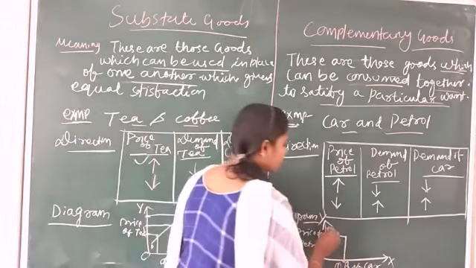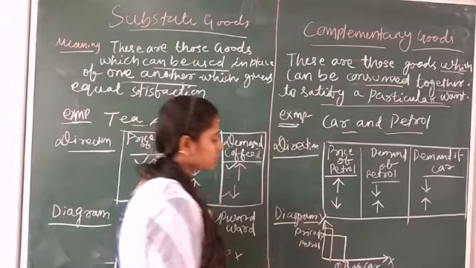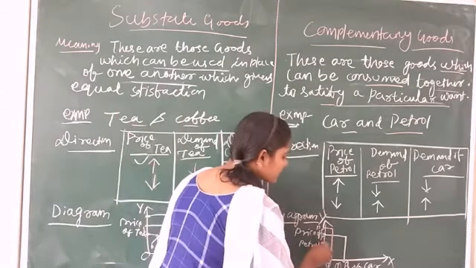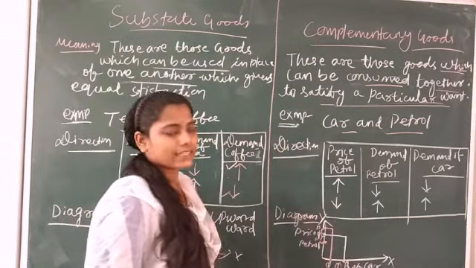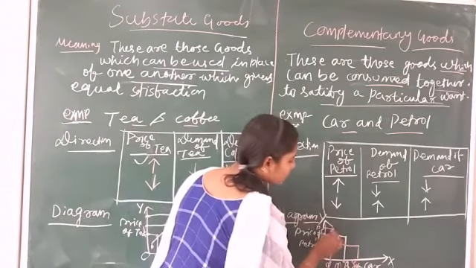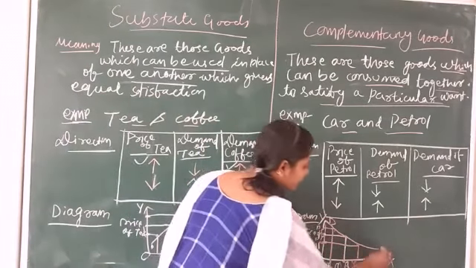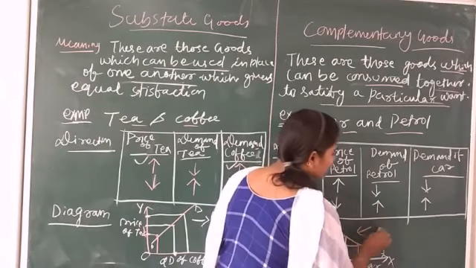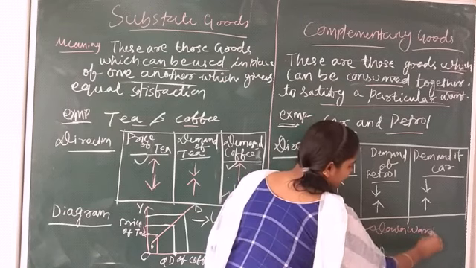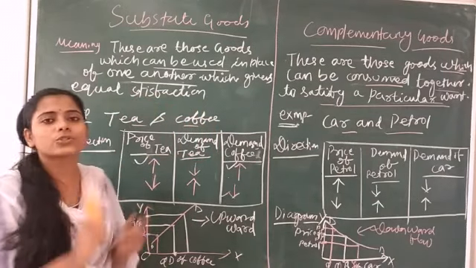Okay. When the price increases, then the quantity demanded of car will decrease. This is from P1 to Q1. When the price decreases to P2, the demand will increase. So this is Q2. You just join this. The demand curve is like this, and this is your D1, and this is the downward movement of the demand curve, or we can say that there is a downward flow of demand. So this is the topic related to your substitute goods and complementary goods.